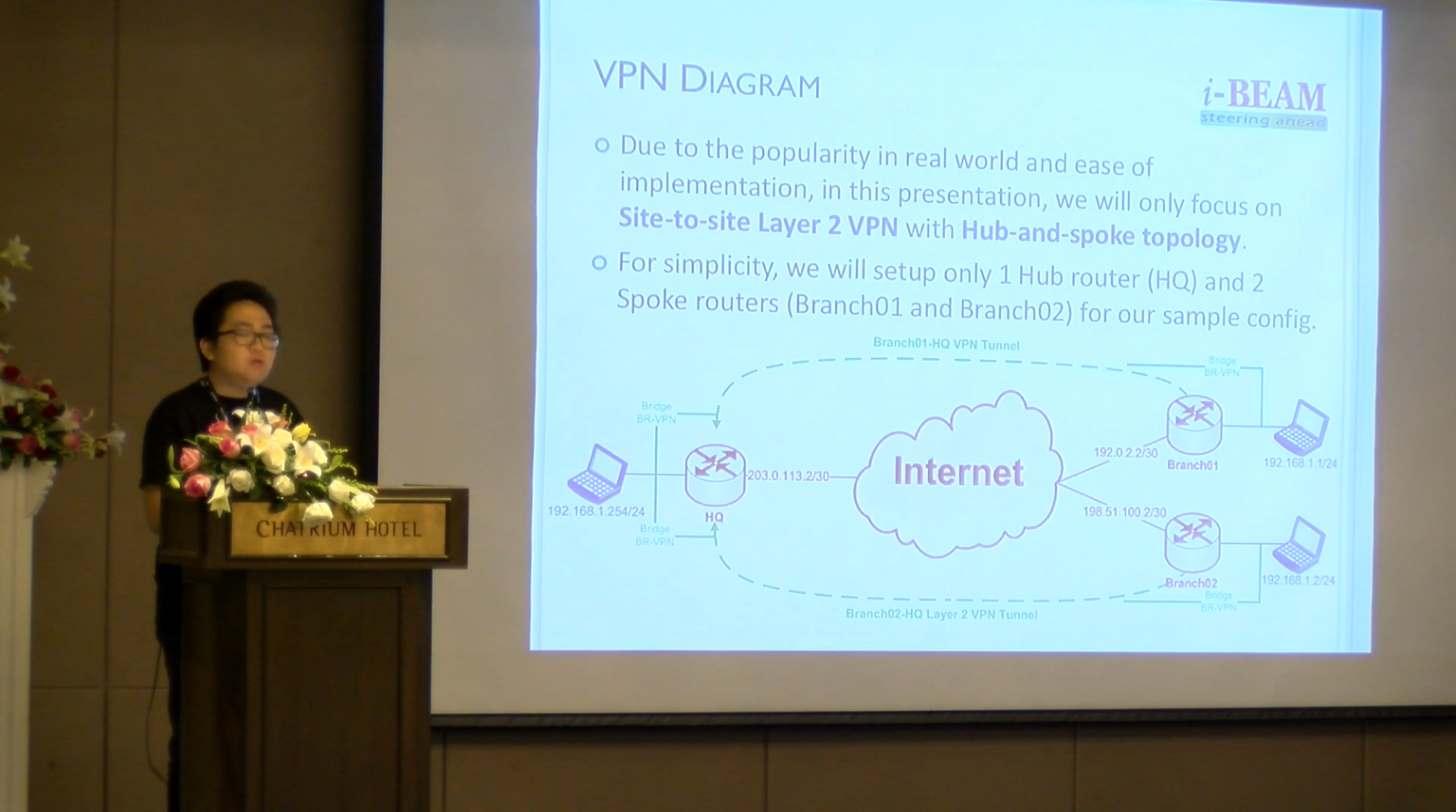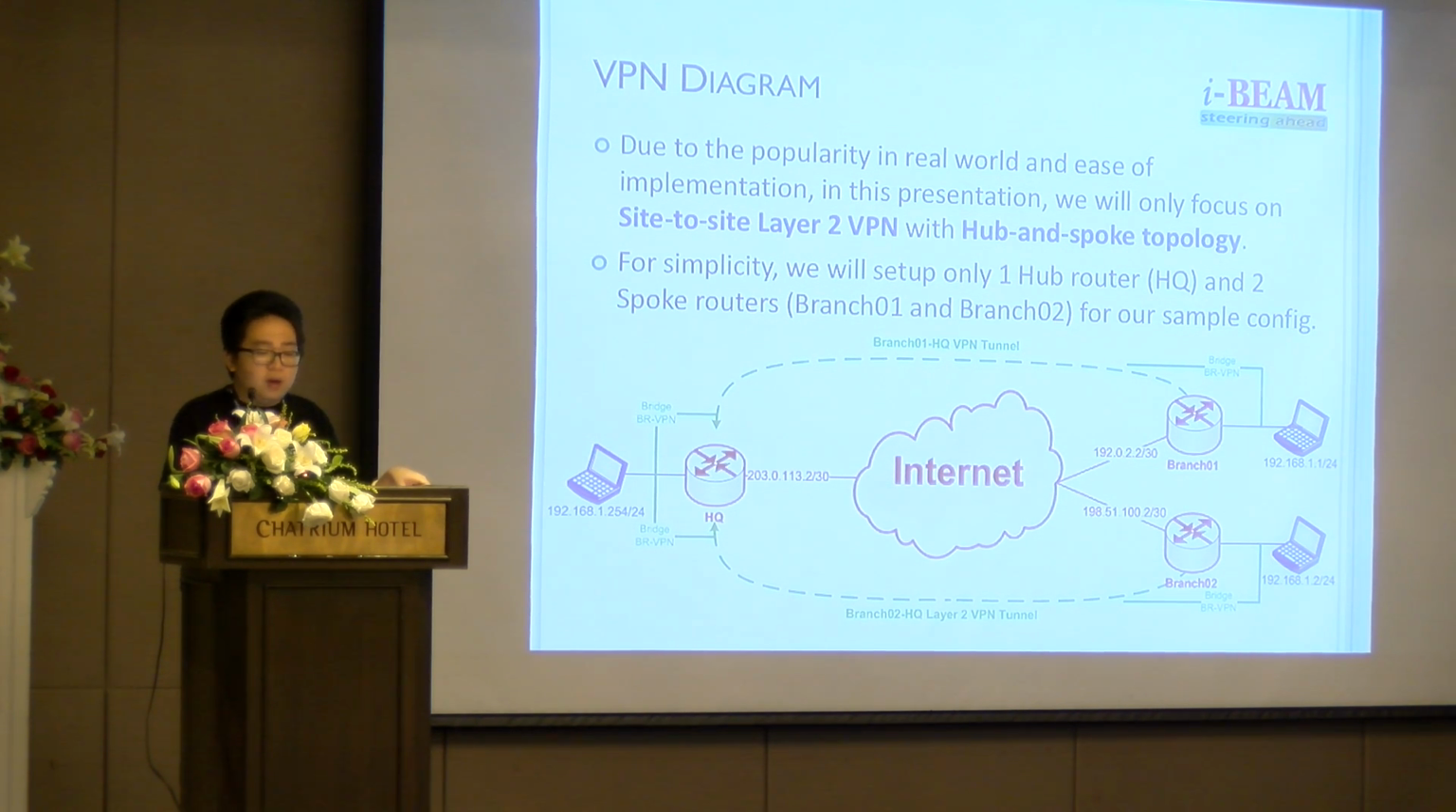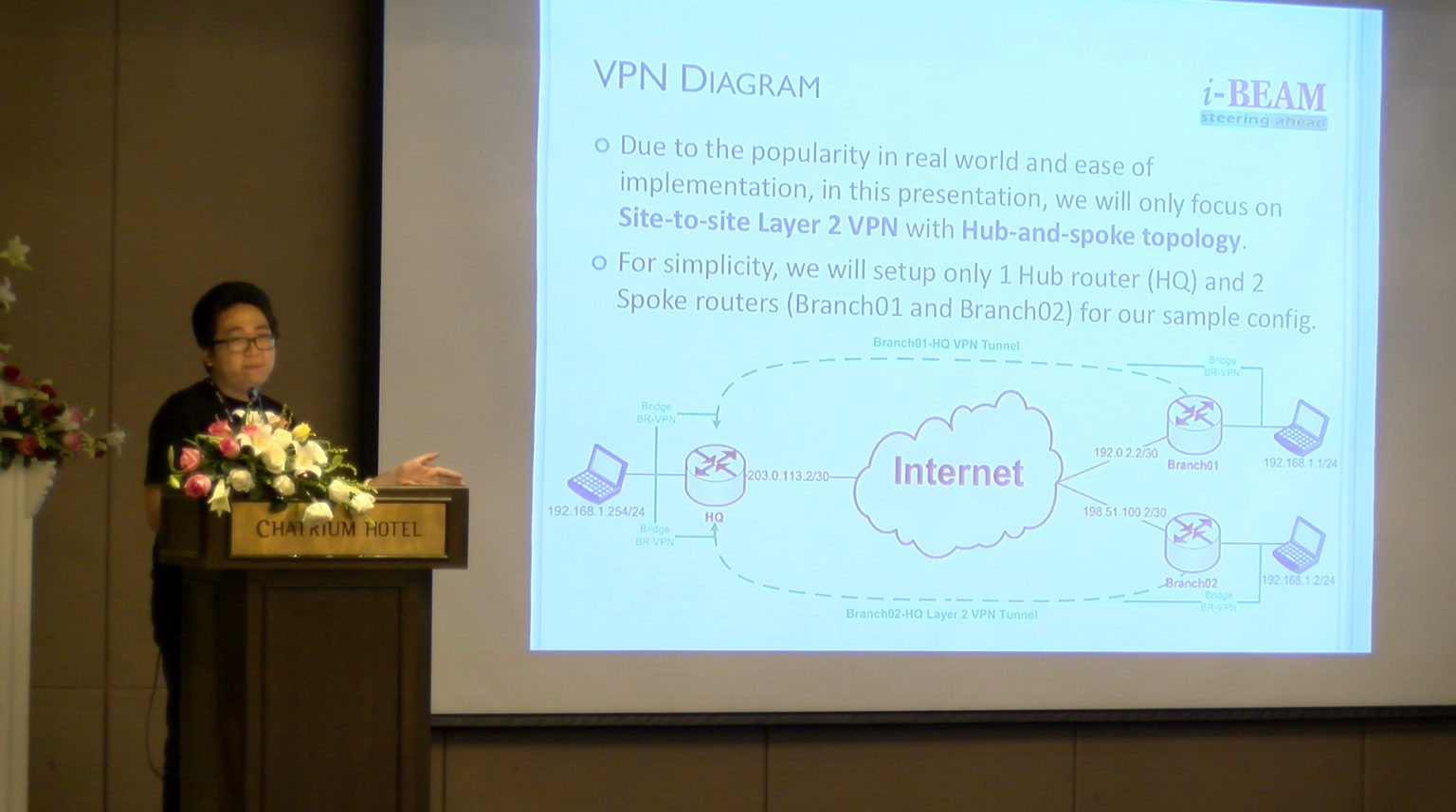First, I need to say, due to the popularity in the real world and ease of implementation, in this presentation I will talk only about layer 2 site-to-site VPN with hub and spoke topology. Because most of the time in the real world, many companies prefer to use layer 2 VPN over layer 3 VPN. Simply because layer 3 VPN needs routing. Not many people are familiar with routing.